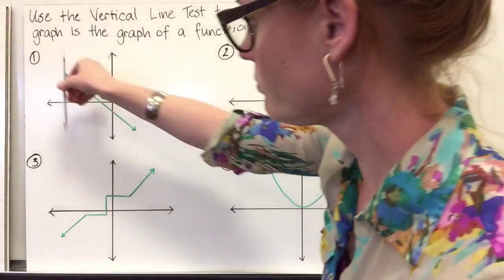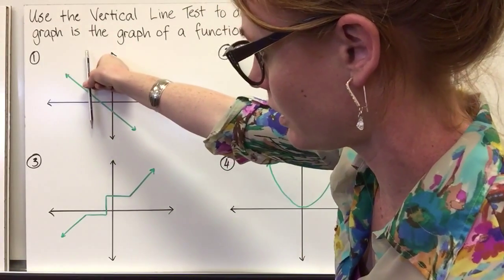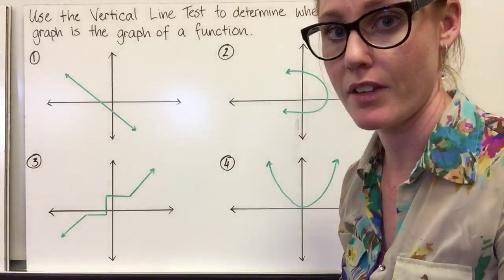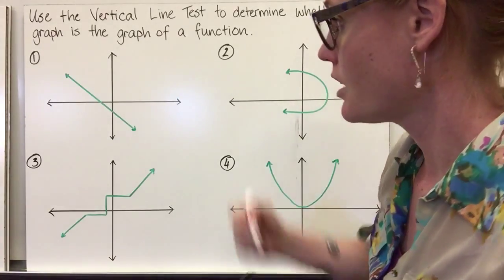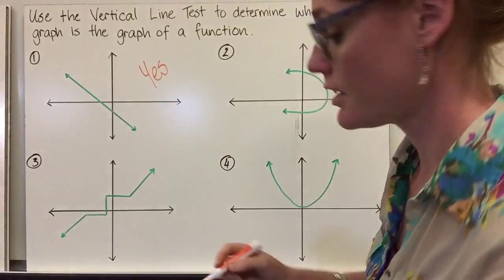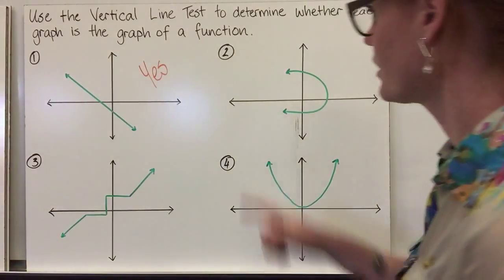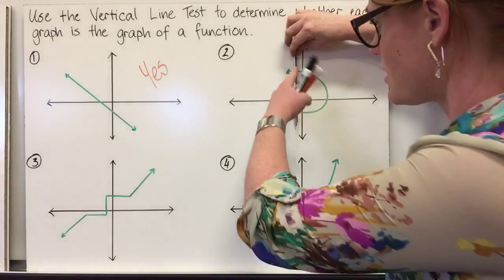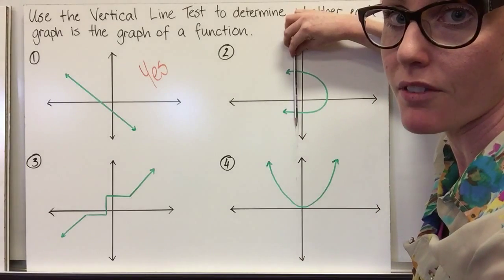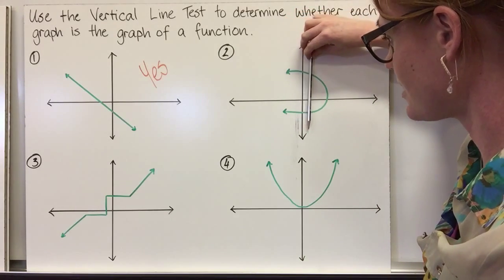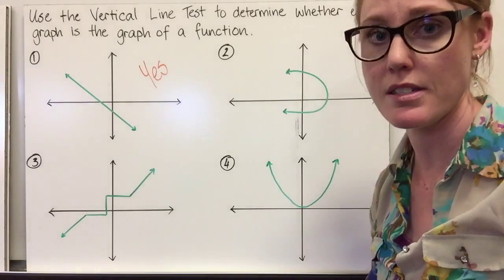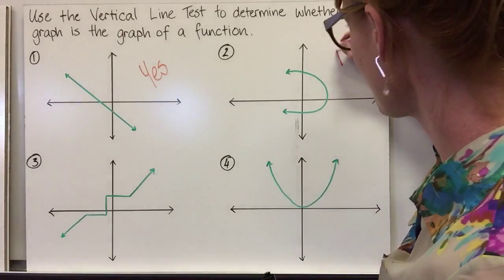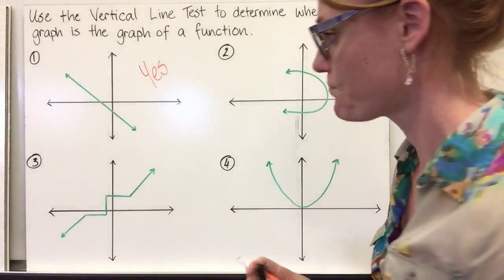So let's have a look. If we run our pencil along this graph here, the green line, then it's only ever hitting 1 point on the green line. So yes, that is a function. Over in number 2, if we run our vertical line across, you can see that it's hitting here and here in the graph at the same time. And that continues as we go across the graph. So because our vertical line is hitting more than 1 point on the graph as it goes across, that means that this is not a function.